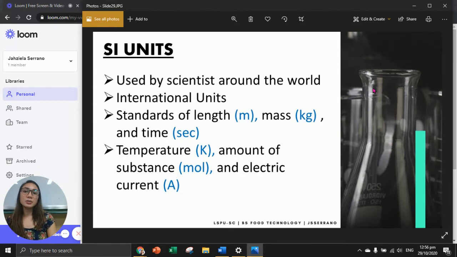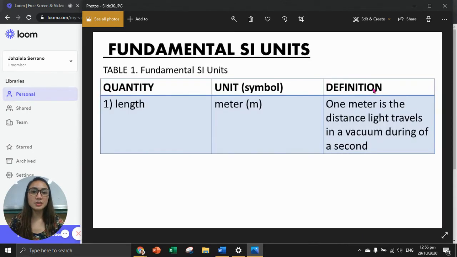So, yan. So, ano ba yung mga SI units natin? We have standards ng length. We have mass, time, temperature, amount of substance, and electric current. So, isa-isahin natin to, no? So, we have fundamental units. I have a table here. So, unahin natin yung length. So, ang unit ng length for SI is meter. So, ito yung M.